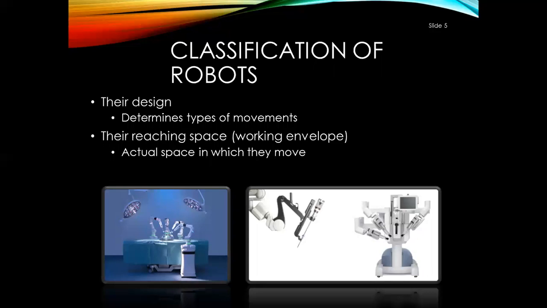Classifications of robots. You get different types of robots, and I put two different ones here. There's that Versius and there's the Da Vinci, okay? We used to have one called the ASOP, which was just an arm that we'd hook onto the bed for minimally invasive surgery. It would hold the camera. There used to be a Zeus robot, which of course they don't use anymore. So a couple things you need to understand. Their design is one difference, determines types of movements and their reaching space. So what actual space where do they move?